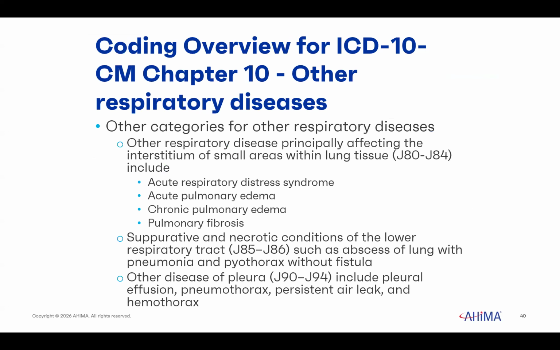And of course, we have other different types of things, and some of these you may have heard of: the acute respiratory distress syndrome, the ARDS, acute pulmonary edema, chronic pulmonary edema, and pulmonary fibrosis. Right. So these are pretty straightforward, in my opinion. Again, the key thing is to look for the main terms, right? And then look for the qualifications about whether it's with or with a fistula, and so on.